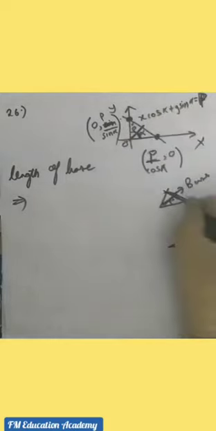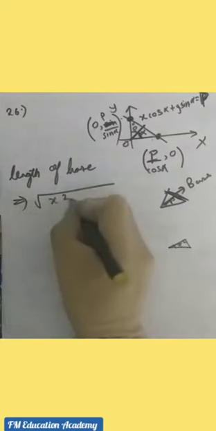So now easily we can find out the length of the base. How to find out the length of the base? These are my points for the base, right? If you observe, this is my triangle, this is my base, and this is my height, which is p. What is the length of the base? Root of x square plus y square.